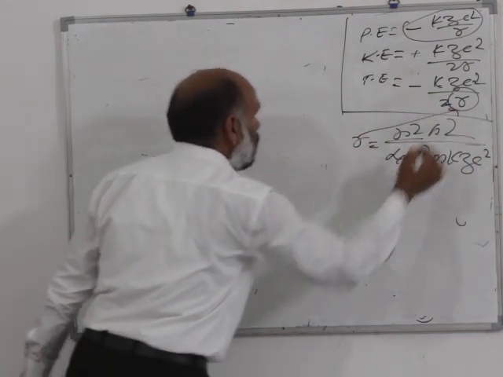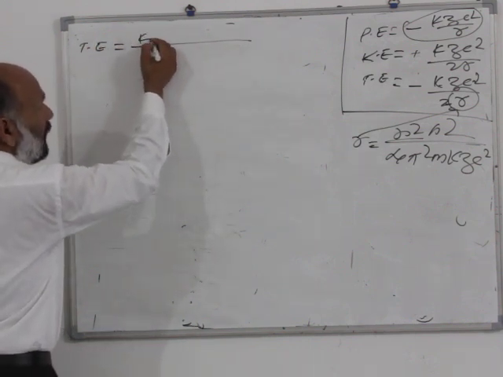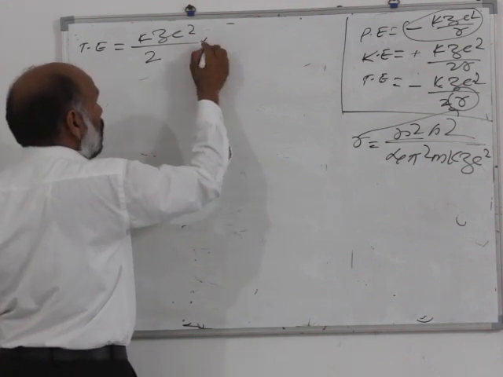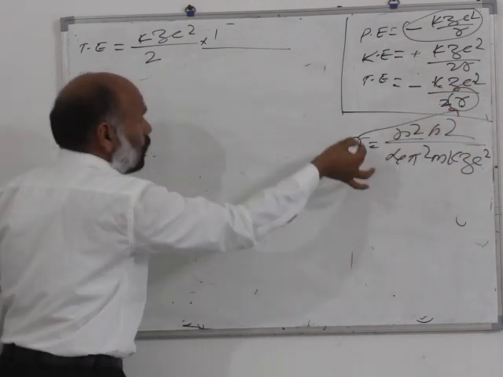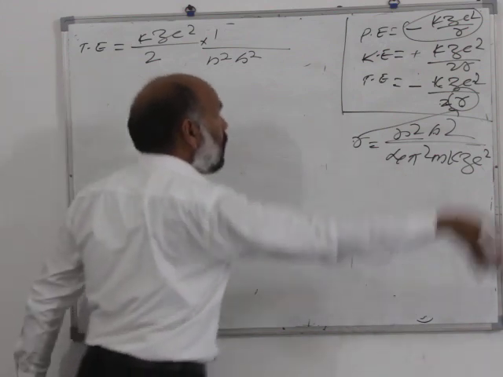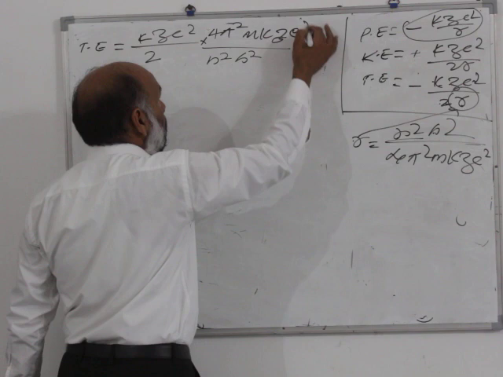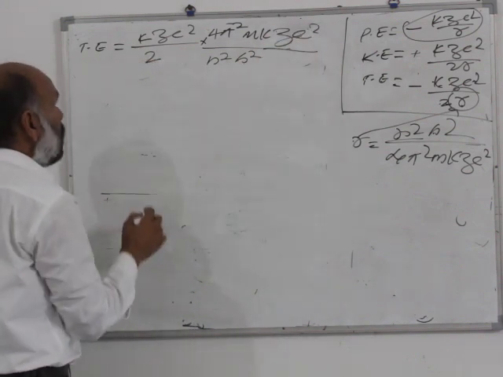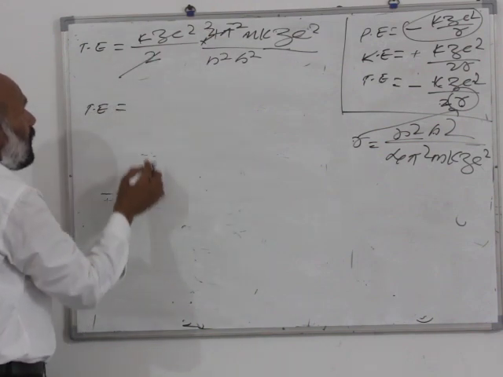Put this value here. Let us put total energy equals kz square upon 2, and this is 1 upon r. Kz square upon 2r. So what is r? n square h square upon 4 pi square mkz square. Done. Now 2 twos are 4. Okay, total energy, this is the final expression.